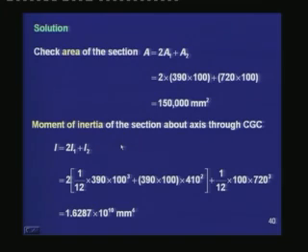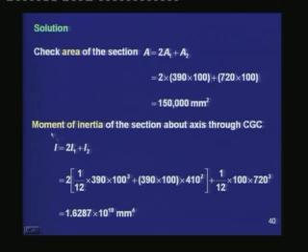To check whether the area of the section is correct or not, the total area is equal to 2 times the area of rectangle 1 plus the area of rectangle 2, and we are substituting the values of the rectangles, and we find that indeed the area is equal to 150 times 10 to the power 3 millimeter square, which was the minimum requirement based on our preliminary design.